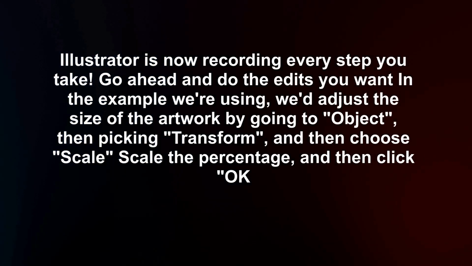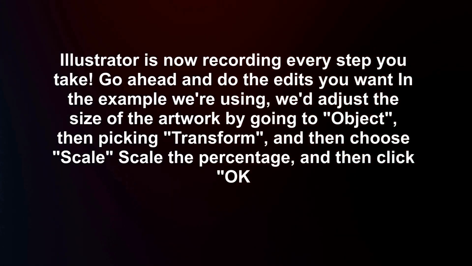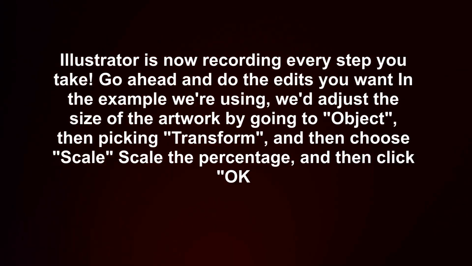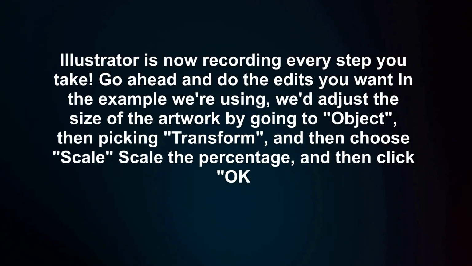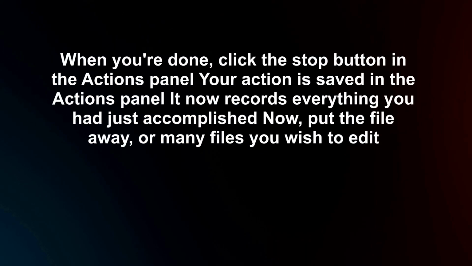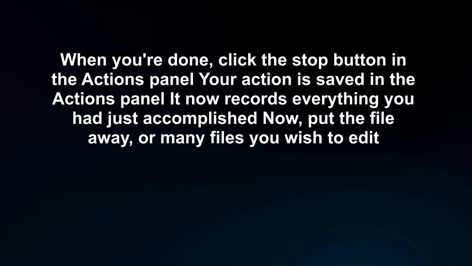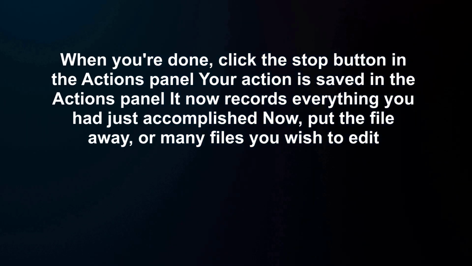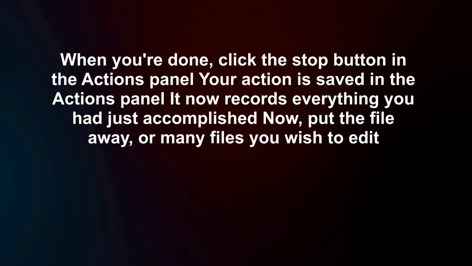Go ahead and do the edits you want. In the example we're using, we'd adjust the size of the artwork by going to Object, then picking Transform, and then choose Scale, enter the percentage, and then click OK. When you're done, click the Stop button in the Actions panel. Your action is saved in the Actions panel. It now records everything you had just accomplished.